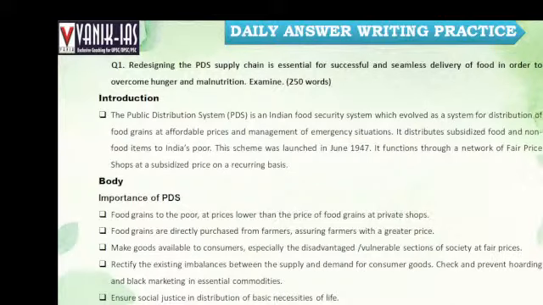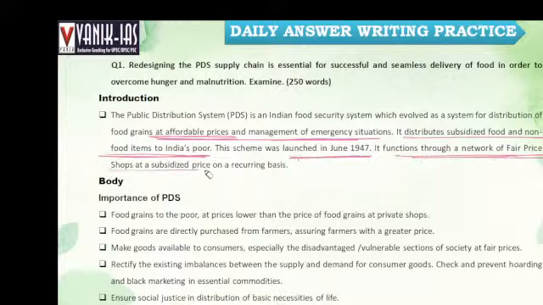The public distribution system is an Indian food security system that evolved as a system of distribution of food grains at an affordable price and management in emergency situations. Affordable price, right? The PDS system provides food, basically rice, wheat, and other things, at affordable prices. They are provided to poor families for emergency situations. It distributes subsidized food and non-food items to the Indian poor, like kerosene, right? Non-food items. This scheme was launched in June 1947. It functions through a network of fair price shops and under subsidized price on a recurring basis.